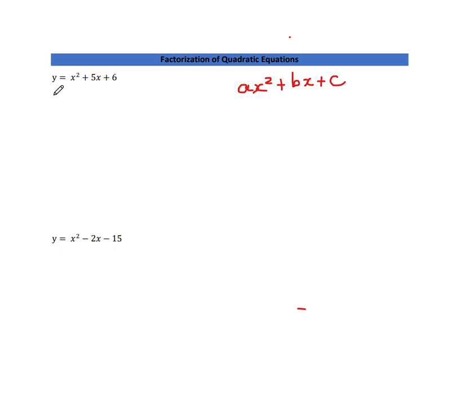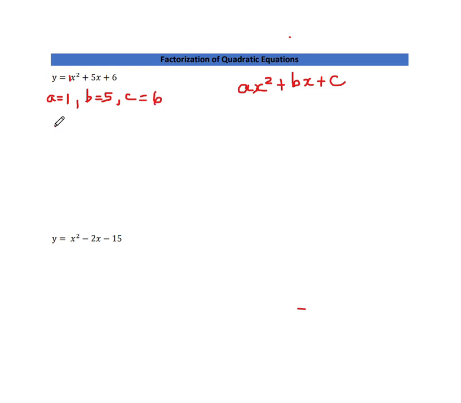So when you're factorizing a quadratic equation in standard form like this one is, the first thing to identify is the value of a, b, and c. Now a here is 1, which is the invisible coefficient of x squared here. It's an invisible 1 right there. b is equal to 5, which is the coefficient of x right there. And c, which is the constant or y-intercept, is 6.